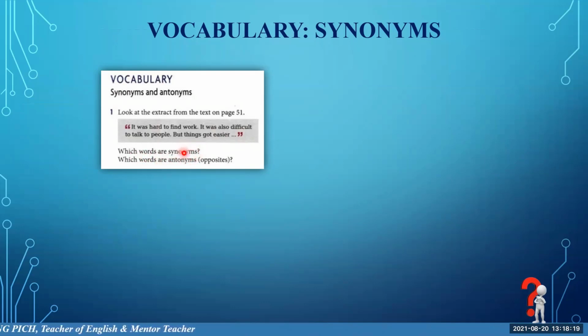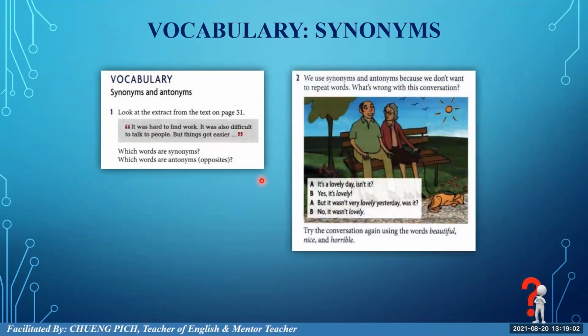So let's check it. As the definition we talked about earlier, a synonym is a word that has the same or a pretty similar meaning to another word. For example, like hard here. We can find that the synonym of hard is difficult. The antonym of hard is easier, or the antonym of difficult is easier, right? Because it has a different or opposite meaning. Let's go to number 2.